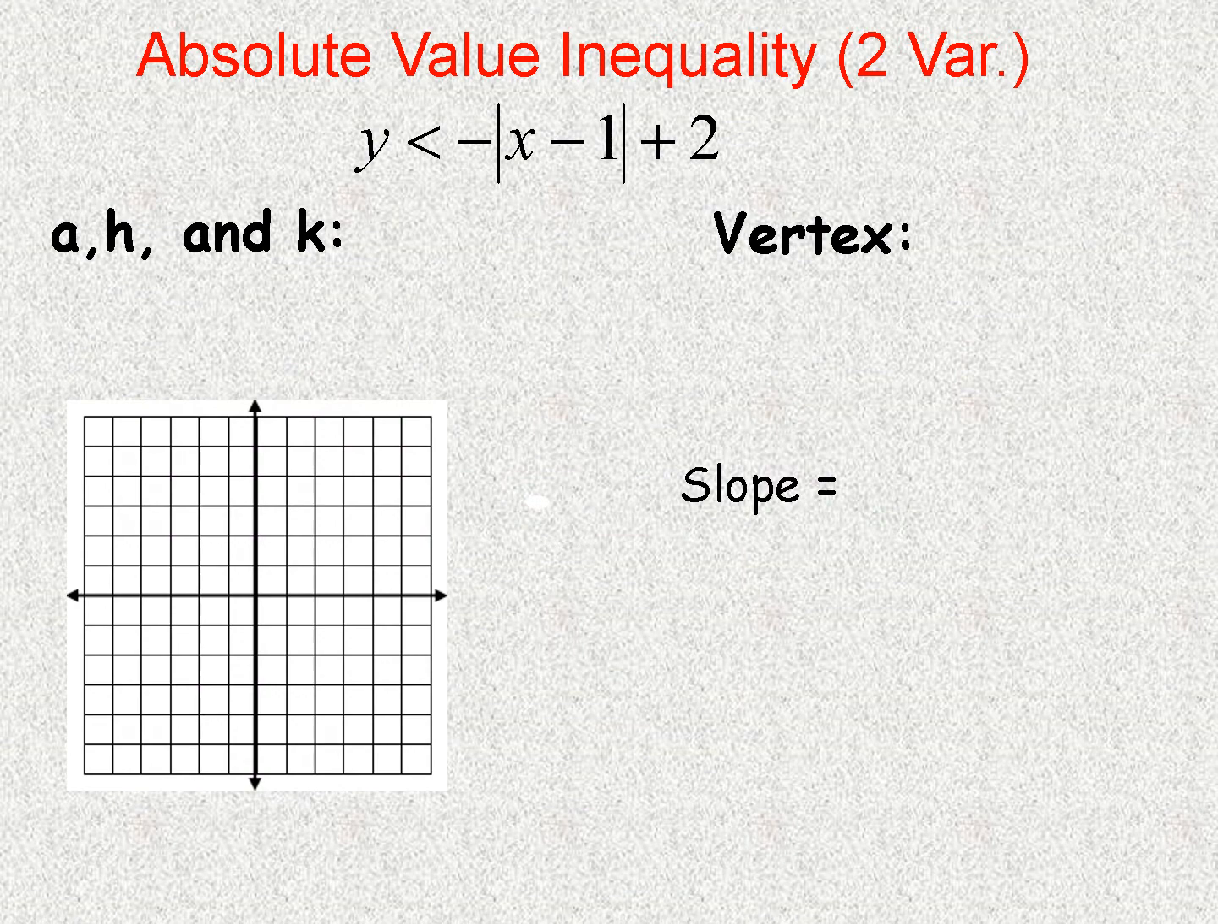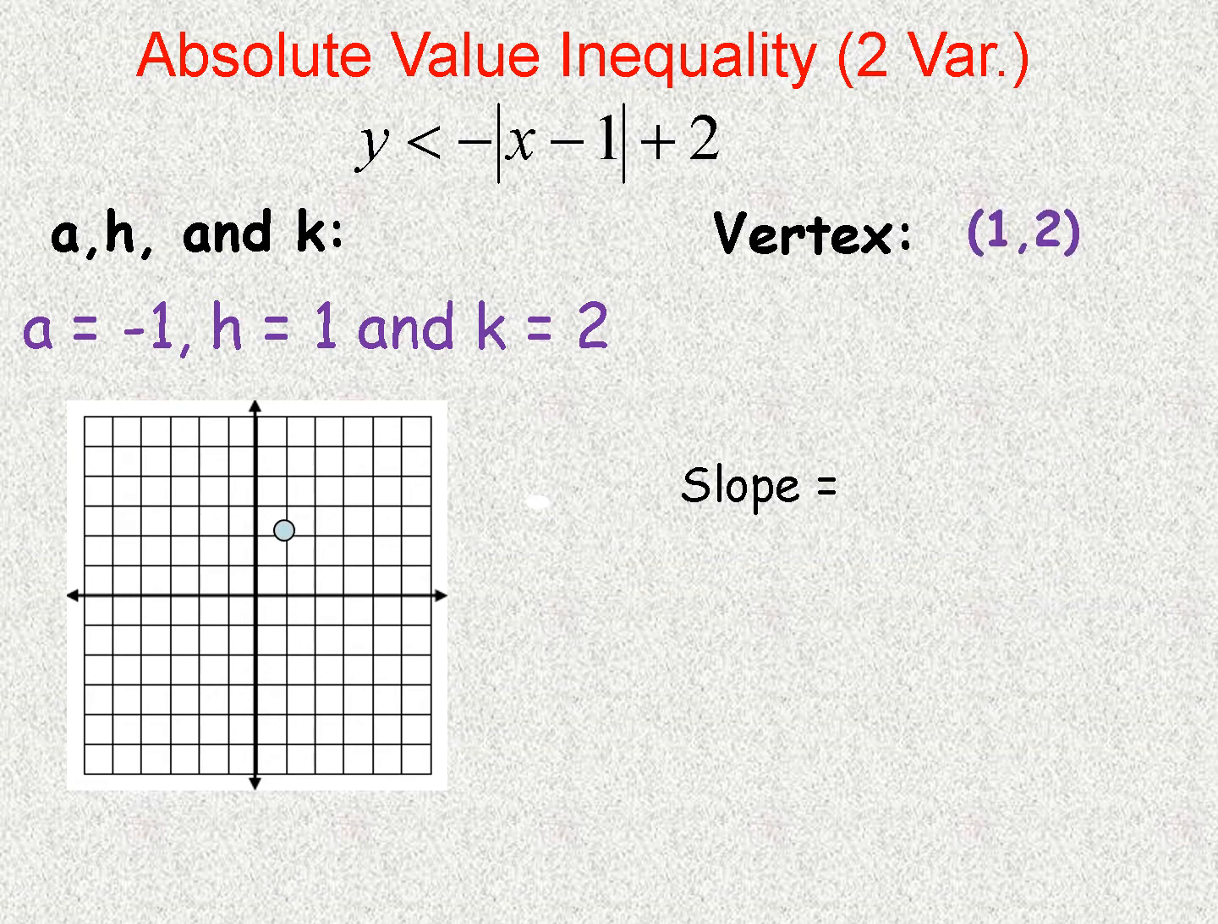Let's look at another example. We have y is less than negative absolute value of x minus 1 plus 2. The first thing we want to do is identify a, h, and k. So a is the value in front of the absolute value bars. So a is negative 1. Inside we have x minus h, so h is 1. Outside we have plus 2, so that means k is 2. Now the vertex is identified as h and k. So in this case, the vertex is 1, 2.